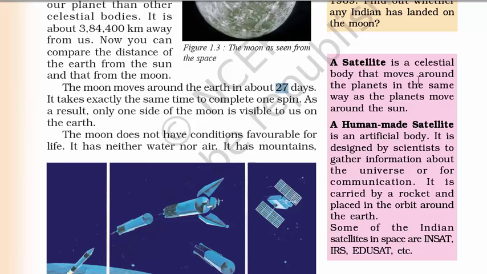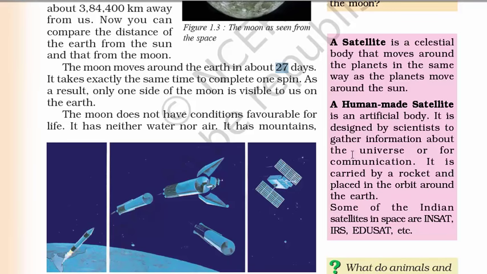A satellite is a celestial body that moves around a planet in the same way as a planet moves around the Sun. This is important. Just like stars and planets, a satellite is also a celestial body because it imitates the way a planet moves. Satellites are of two types, natural and human-made. Natural, we just spoke about the Moon. The Moon is a natural satellite. Let's talk a little bit about human-made satellites. It's an artificial body designed by scientists to gather information about the universe or for communication. It is carried by a rocket and placed in orbit around the Earth. Some of the Indian satellites in space are INSAT, IRS, EDUSAT, etc. Remember this. It's not Indian Revenue Service, it's IRS. INSAT, IRS, EDUSAT. Remember that.